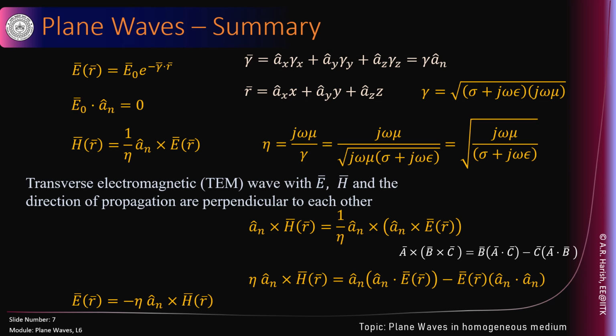These equations, E naught dot n equal to 0, H equal to 1 upon eta n cross E, and E equal to minus eta n cross H will probably help us a lot in understanding the behavior of the field of a plane wave, a uniform plane wave. If you are given E, you can find out H. If you are given H, you can find out E, and so on. By the way, if you want to show that H dot n would be 0, what would you do? You know it. Think about it. Please show that H dot n is also equal to 0. It has to be, but just show that.